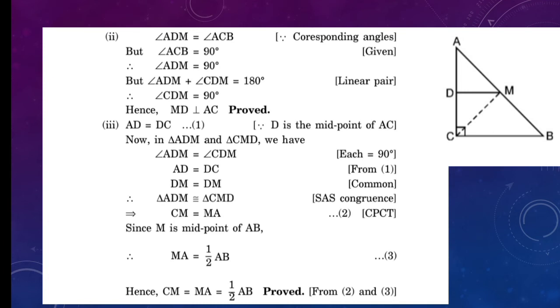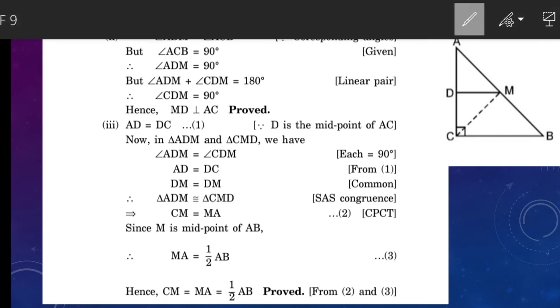Now the second one. Here angle ADM and angle ACB are corresponding angles. This we can understand as this line, DM and CB are parallel and AC is the transversal. So we can get angle D and angle C as corresponding angles. Now it is given that angle C is 90 degrees. So since they are corresponding angles and equal to each other, we can say angle D is also 90.